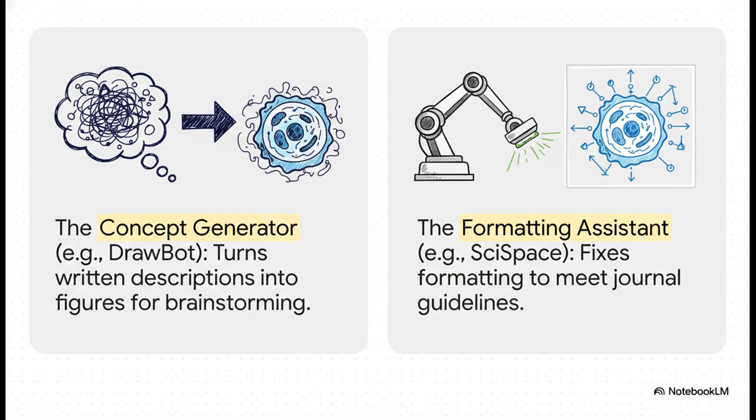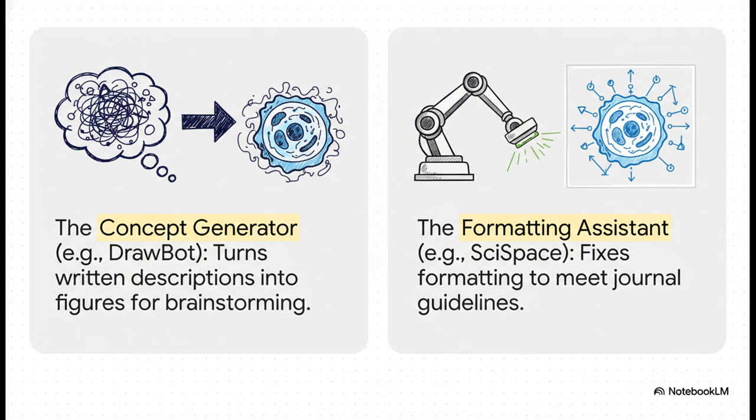And it doesn't stop there. We've got two more really fascinating types. First are the concept generators, like Drawbot Science. Now this is cool. These use generative AI, which means you can literally just describe the figure you want in plain English, and it'll create a draft for you. It's amazing for brainstorming or putting together grant proposals.